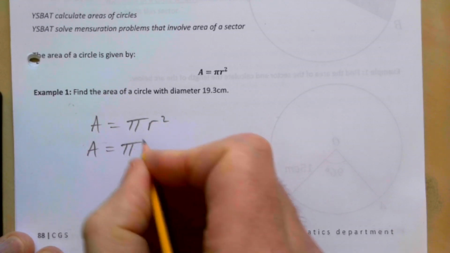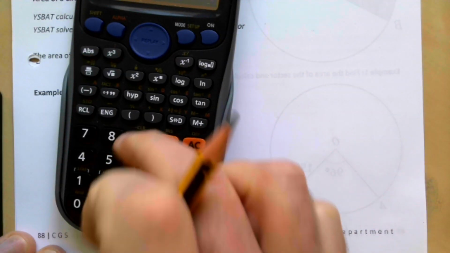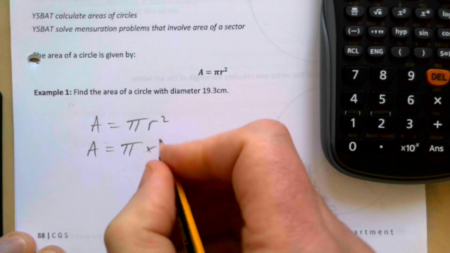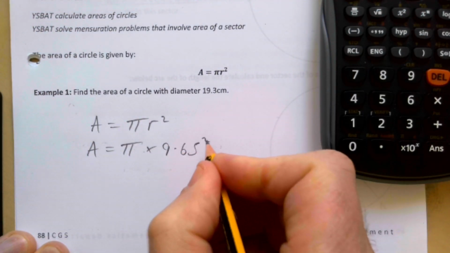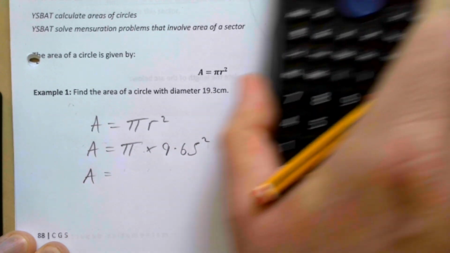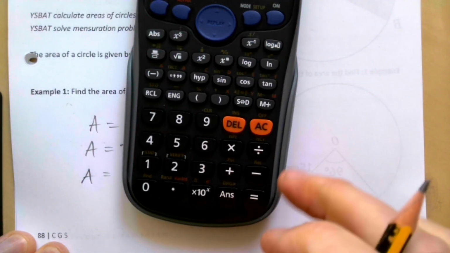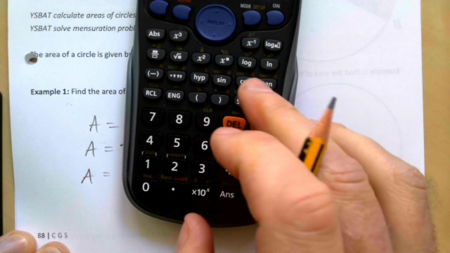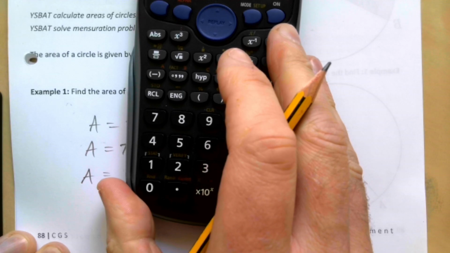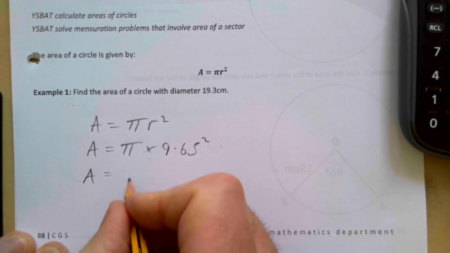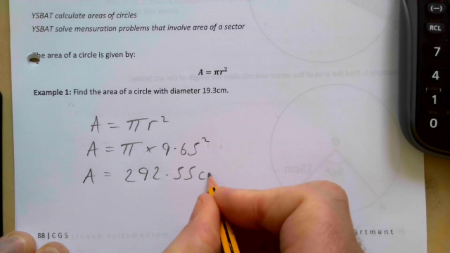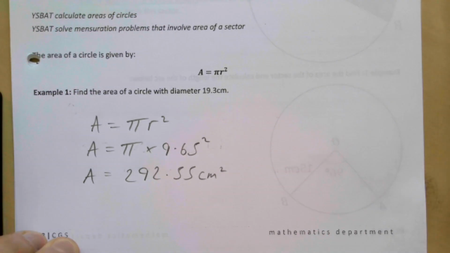Areas then, so area is pi r squared. So area is pi multiplied by half of 19.3. I'm sure I should be able to work that out in my head. 9.65, so 9.65 squared, and multiplied by pi, then we are getting 292.55. 2 decimal places. And that then is centimeters squared. Okay.